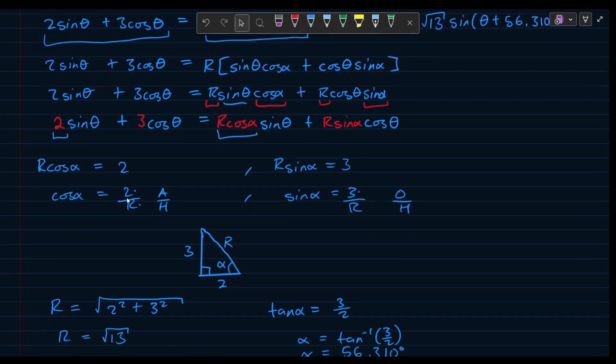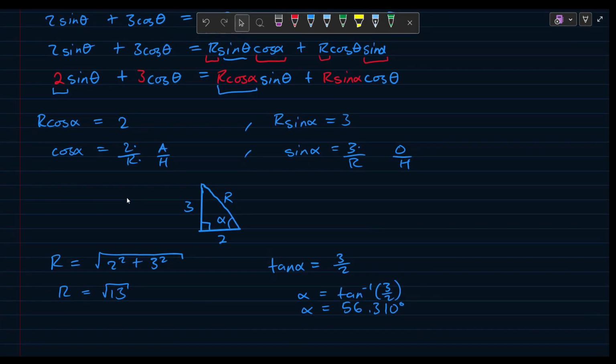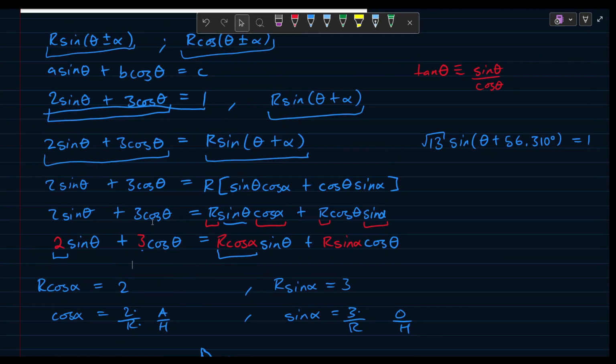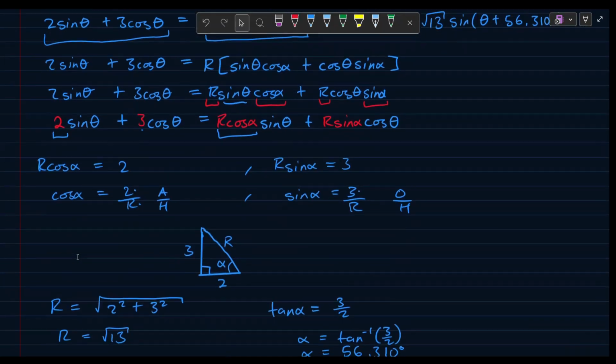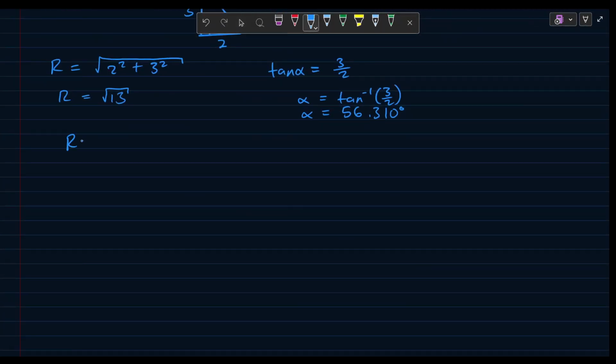So from this simplification, we can actually derive some formulas, because for r, at the end of the day, what we did for r is we took the square root of 2 squared plus 3 squared. At the beginning, I told you that this is a sine theta plus b cos theta. So we took the square root of a squared plus b squared. So the formula for r is going to be the square root of a squared plus b squared. This is assuming that you've got something of the form a sine theta plus b cos theta.